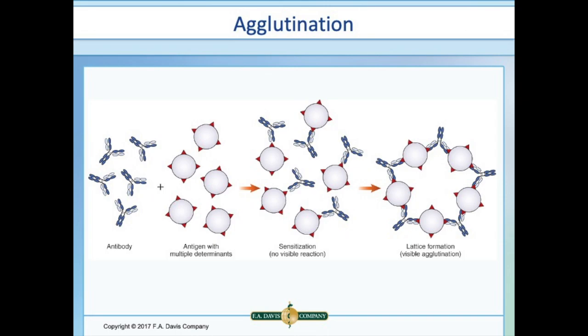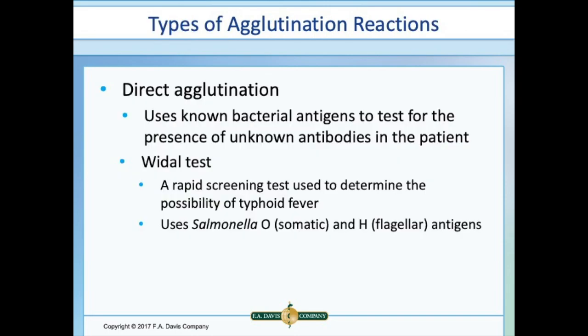So this one is introduced for the first time. This is sensitization. So take note that sensitization is still reversible, unlike if there is already a lattice formation. It means that there is already a visible agglutination, then it becomes irreversible.